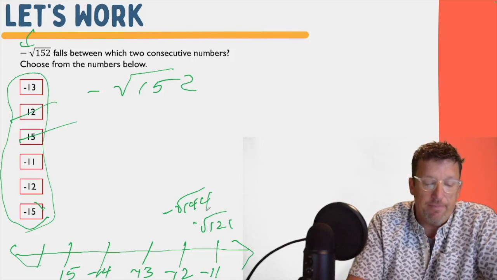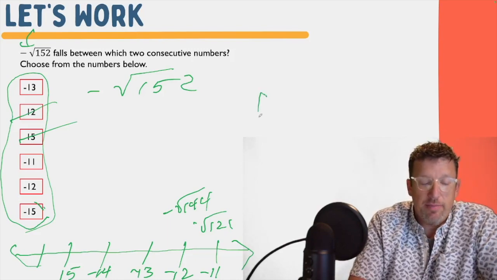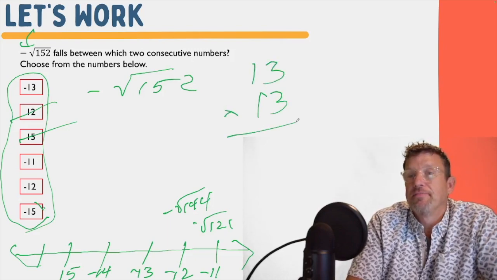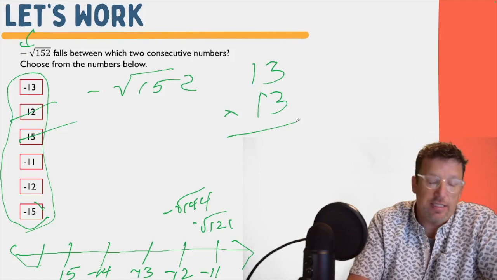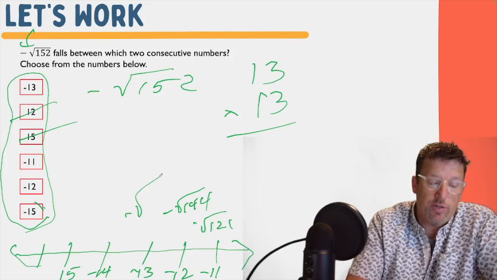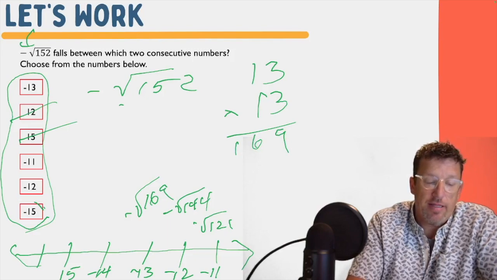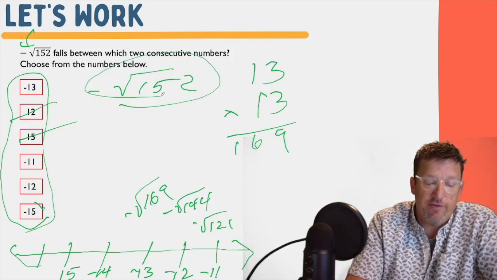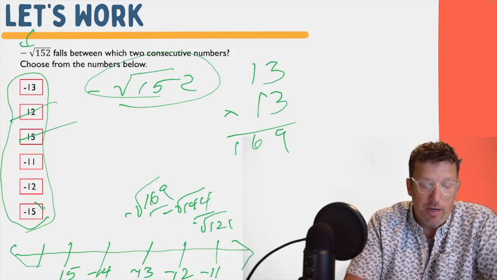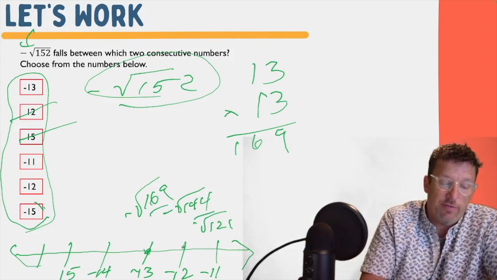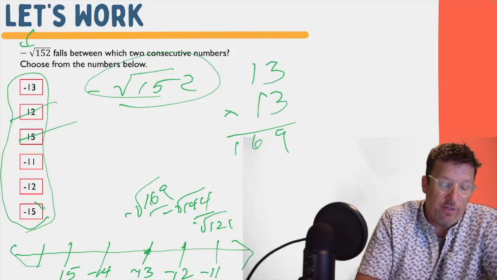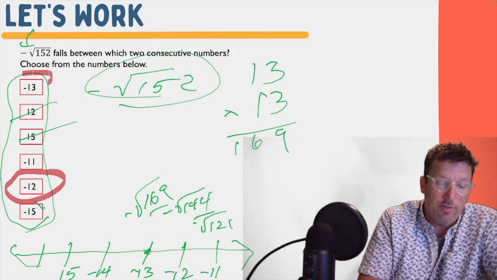And what's 13? Well, I could write this up here, 13 times 13, and you guys could solve it. But 13 times 13 is 169. So this is the opposite of the square root of 169. Okay? Now, I think we've gone far enough because our square root of 152 is between 144 and 169. So it's somewhere in between the negative 12 and the negative 13. And so you would circle this one and you would circle this one.